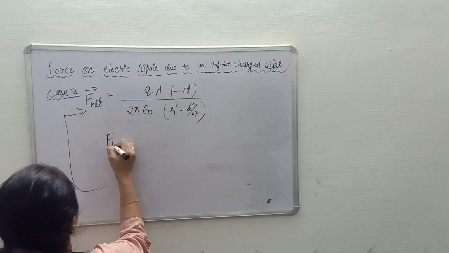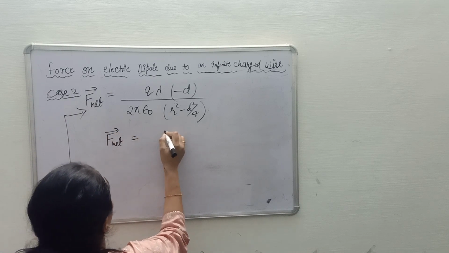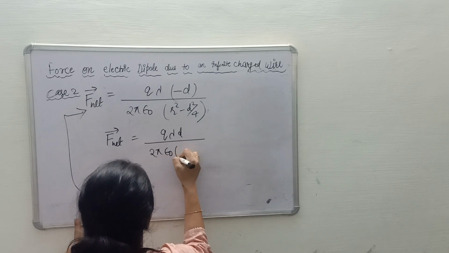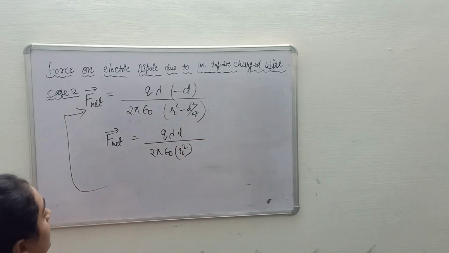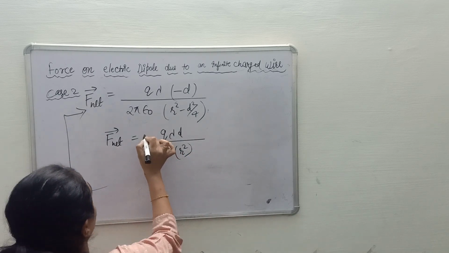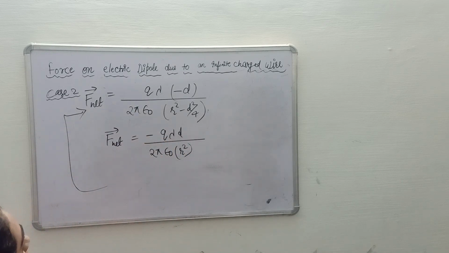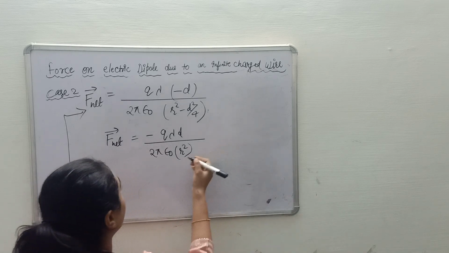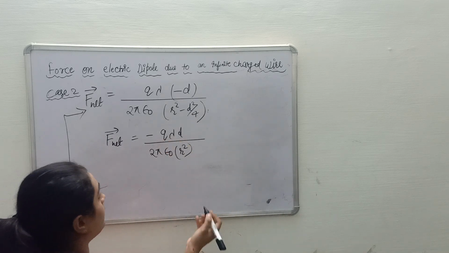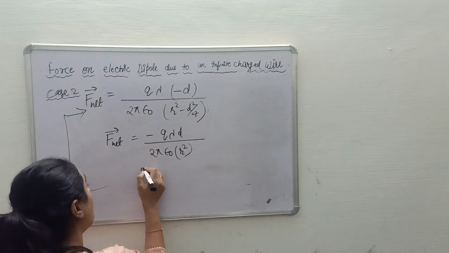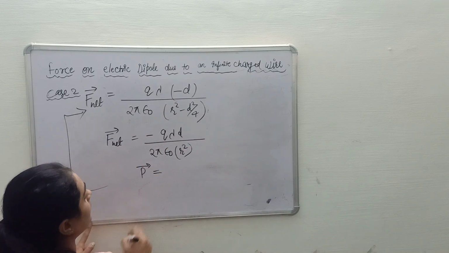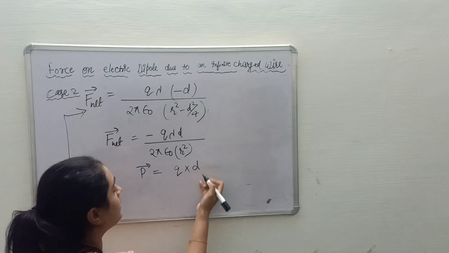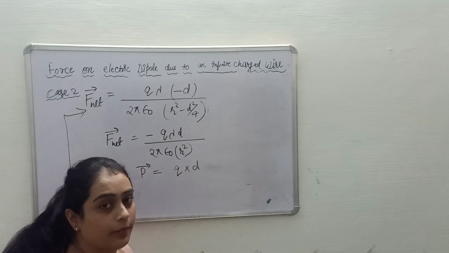So now F net becomes q lambda d by 2 pi epsilon naught r square. Clear? And the negative sign shows that the net force will be in the negative direction, towards the wire. And now the term dipole moment comes, which is the strength of any dipole, given by the charge and the distance between the charges. This is the strength of the dipole, right?